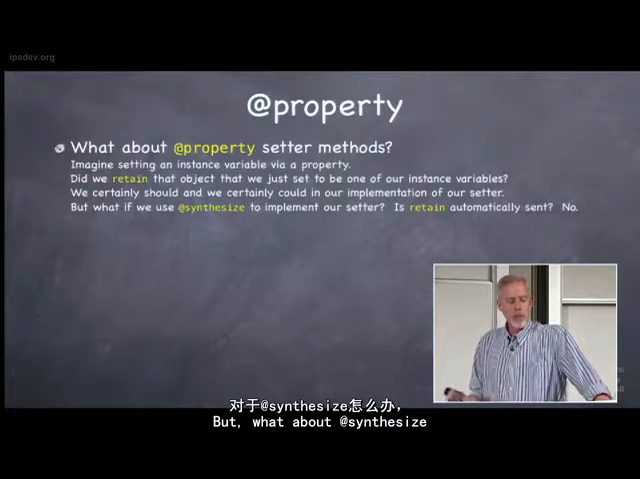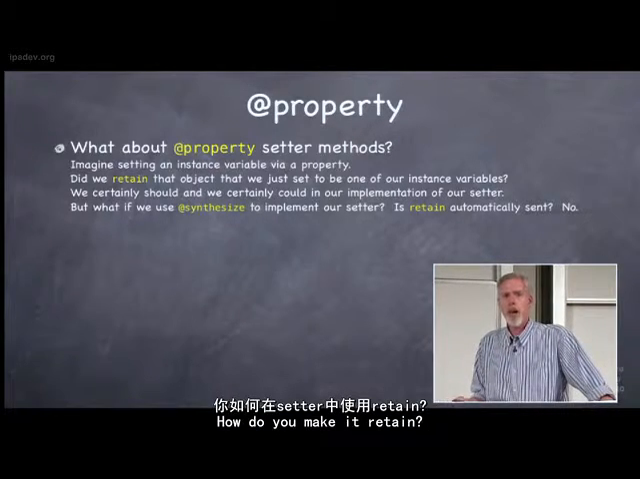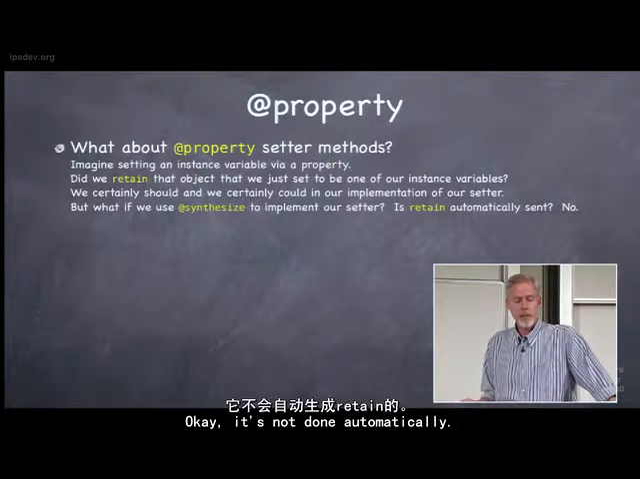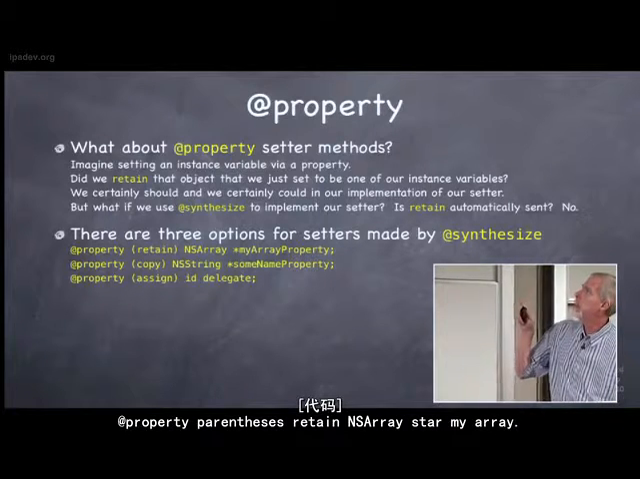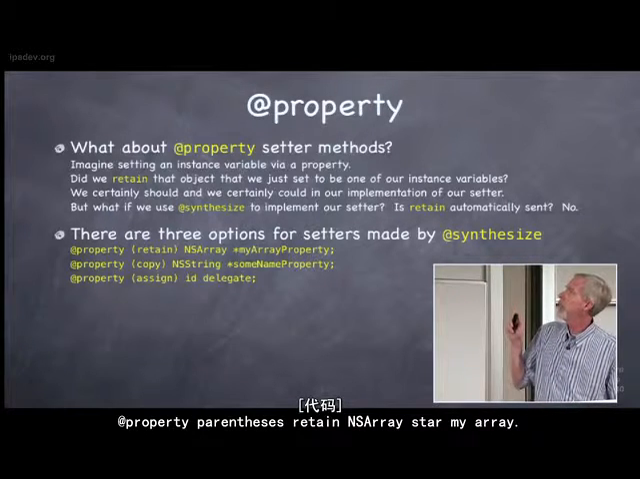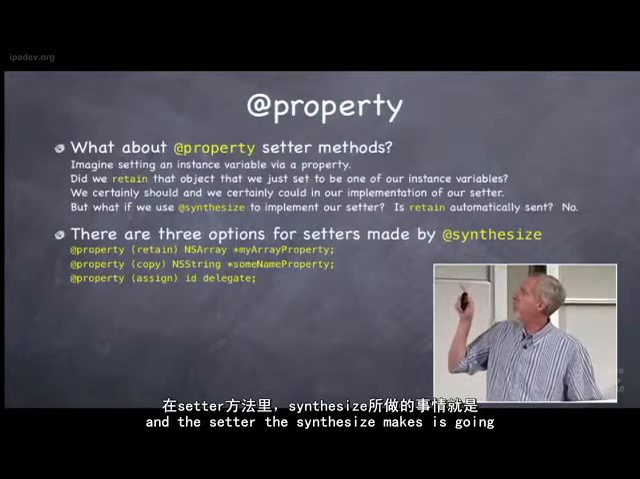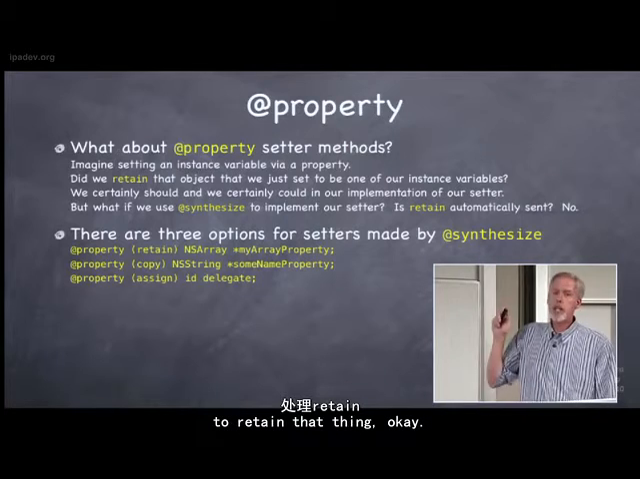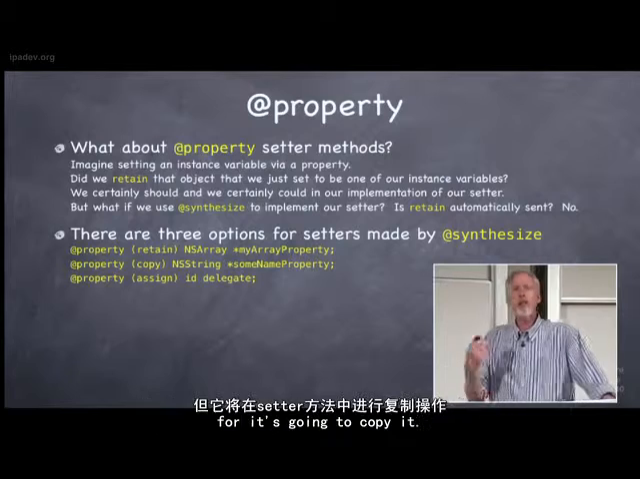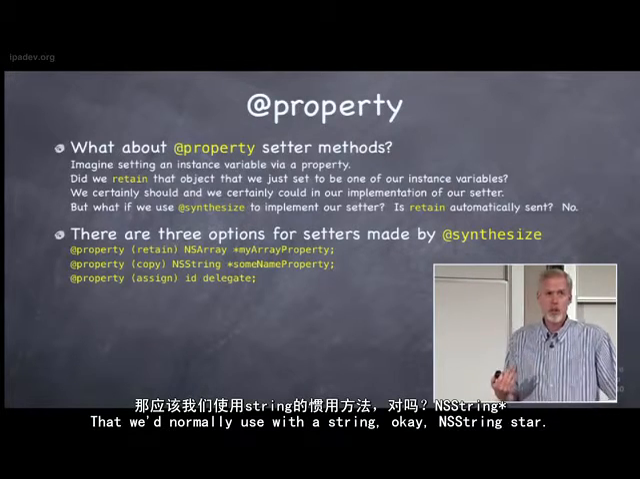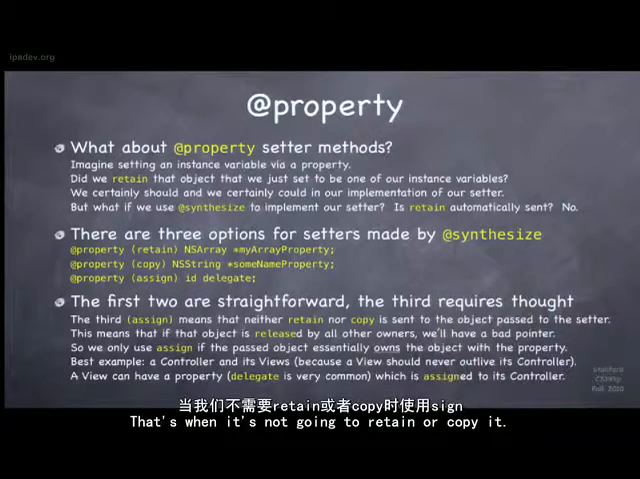But what about @synthesize? Because it makes that setter for you. How do you make it retain? It's not done automatically. Instead, you have to use this notation: @property(retain) NSArray *myArray. So this is a property. It's an array, and the setter that synthesize makes is going to retain that thing. The second line, copy, is the same thing, except it's going to copy it. You would normally use that with a string, NSString star. And then the third one is assign. That's when it's not going to retain or copy it.